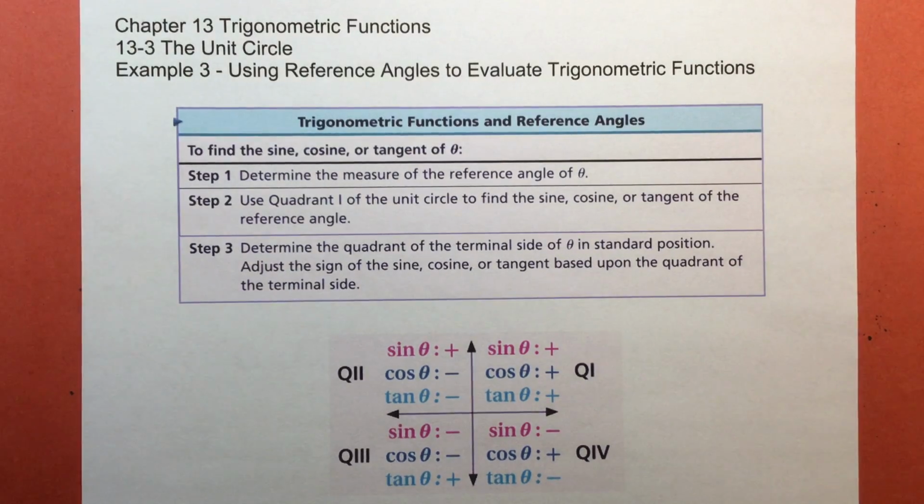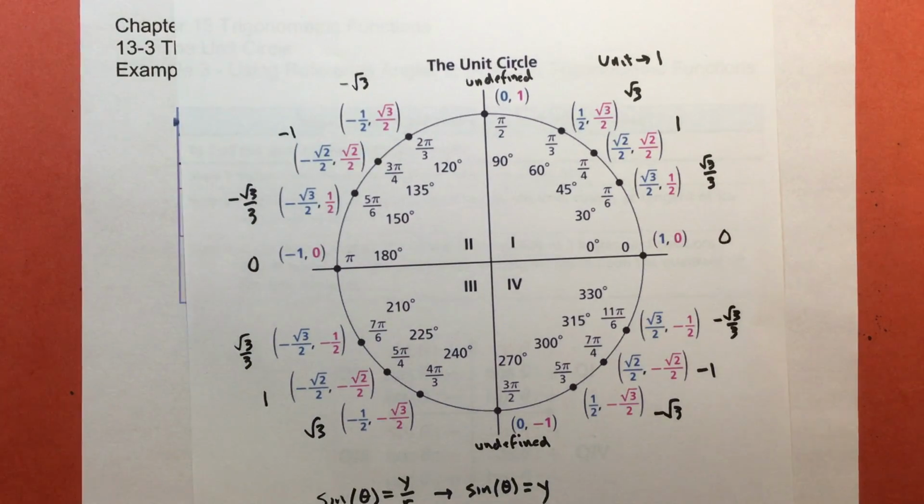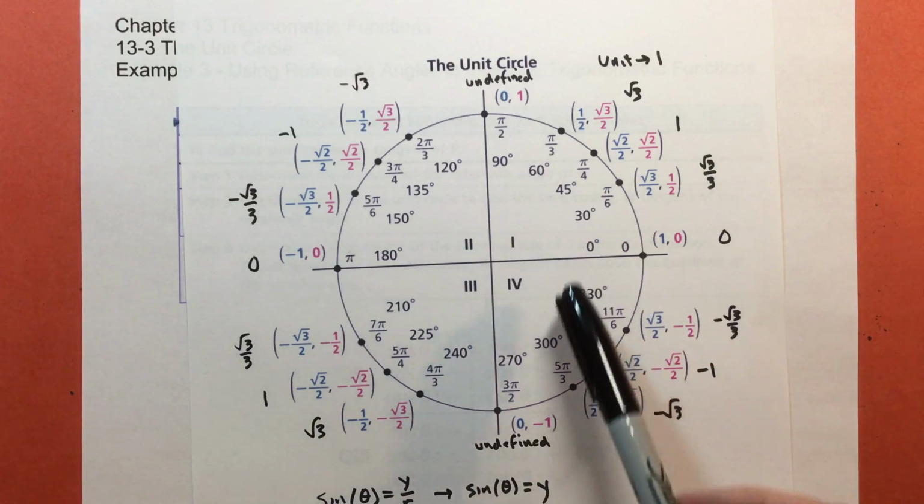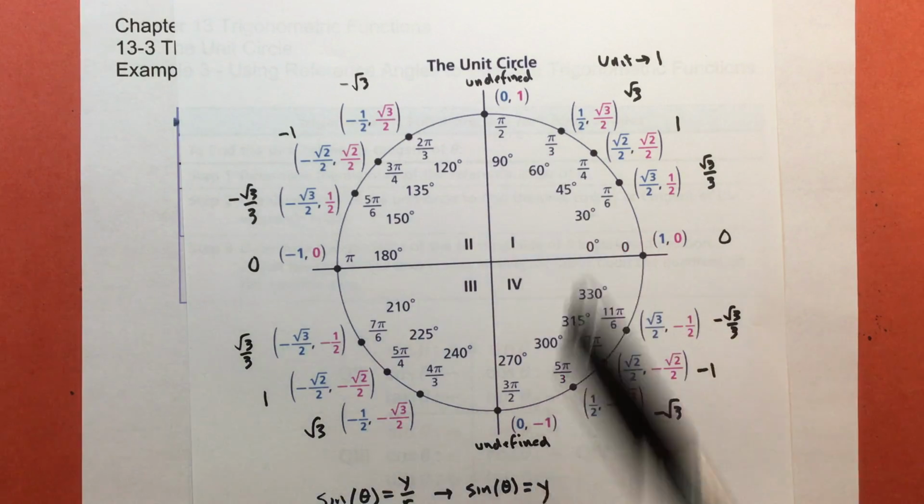Hello, welcome back to Chapter 13, Section 3, where we're discussing the unit circle and how to use the unit circle. So when we developed this, we talked about knowing the sine and cosine, where sine goes with the y and cosine goes with the x, of 30, 45, and 60 degrees, which are pi over 6, pi over 4, and pi over 3.